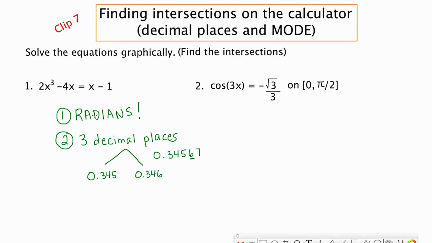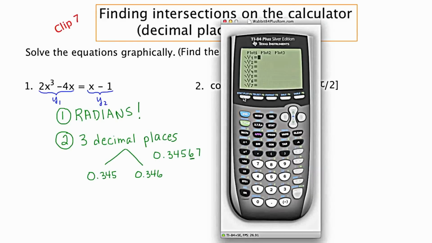I'm now going to show you how to use the calculator to solve something like this and find the points of intersection if they exist. What I'm going to do is I'm going to call the left-hand side of this equation y1 and the right side of the same equation y2. I'm going to go to the y equals screen and I'm going to enter under y1 2x cubed minus 4x. For y2, I'm going to enter x minus 1. And now I'm going to press zoom 6, which gives me a standard viewing window.